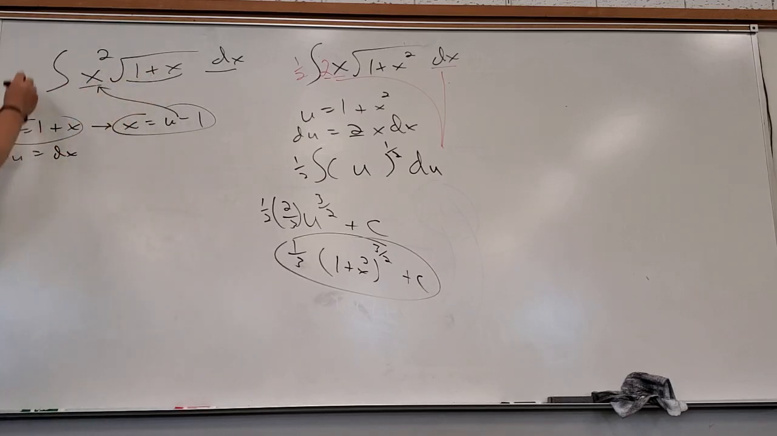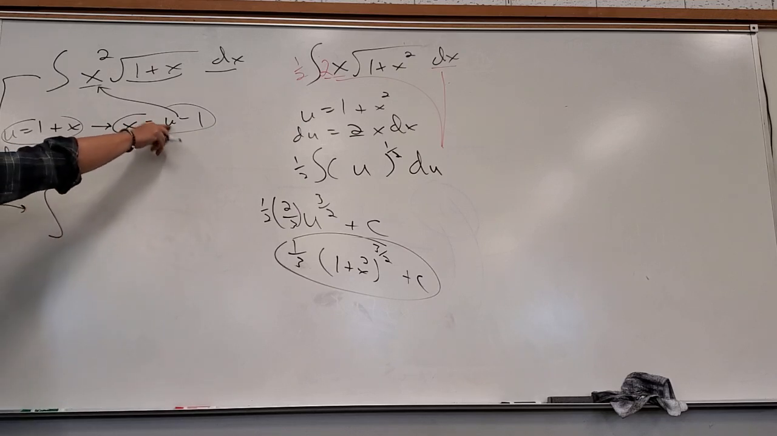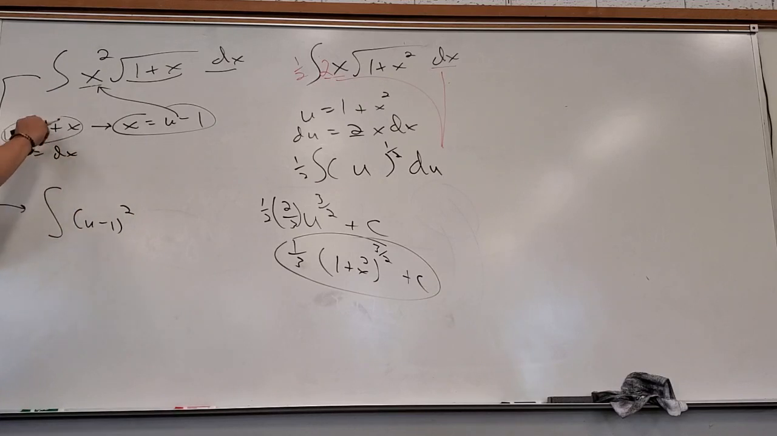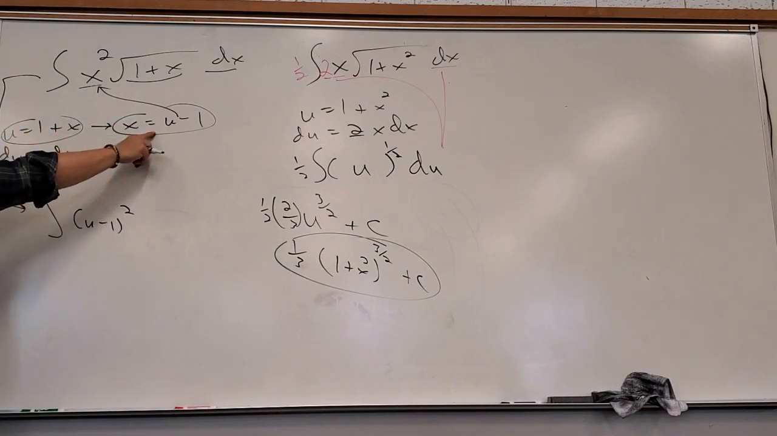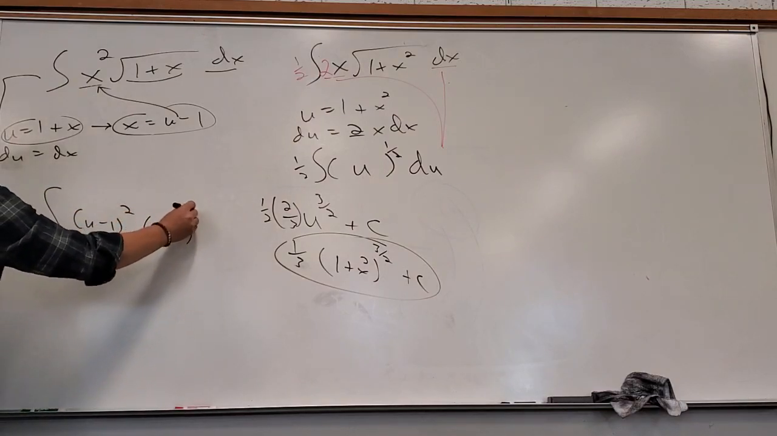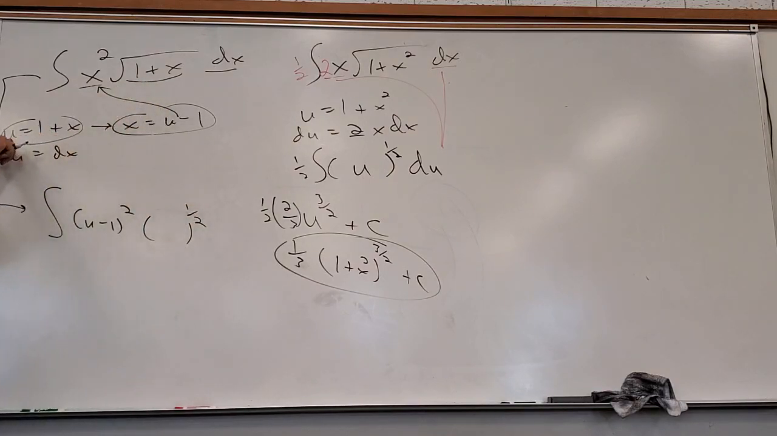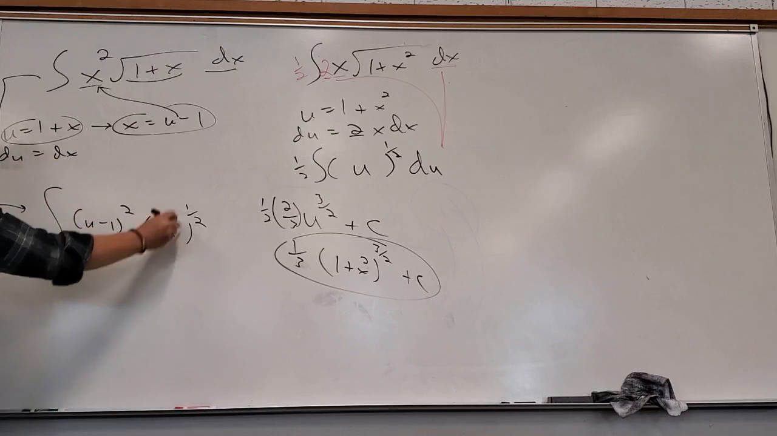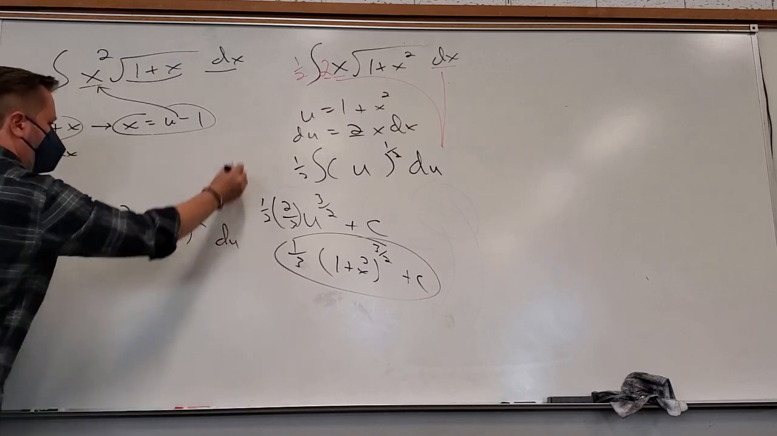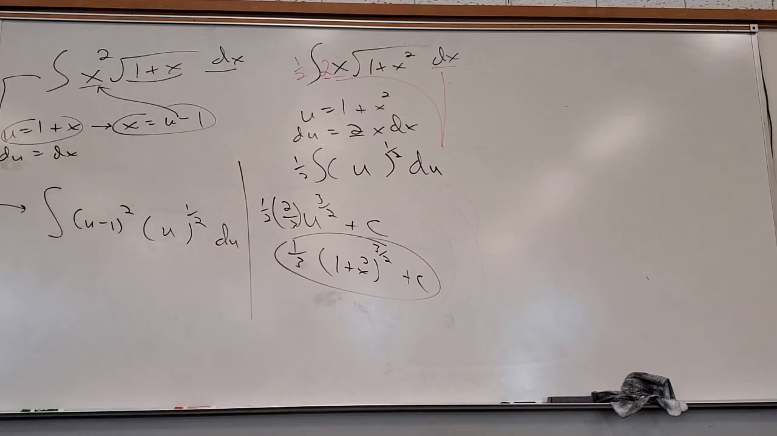So let's see what we get. We get the integral, u minus 1 squared, because if u is 1 plus x, x is u minus 1. So you just put a u minus 1 there. Square root, so I'll put a 1/2 of 1 plus x, which is u. And what's dx? du. Did I replace all my x with u? Yes. Now what do I do?